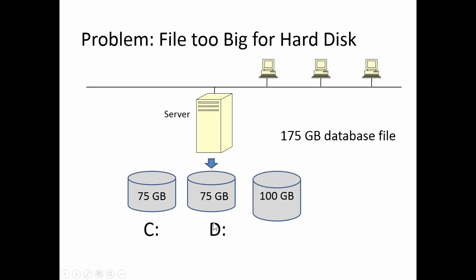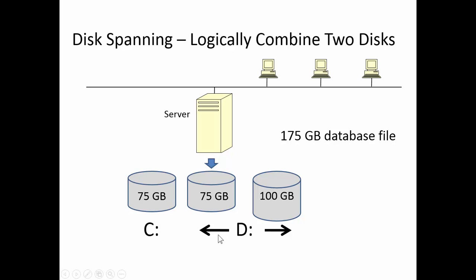Spanning is where the D drive is stretched over two separate physical hard disks, and what this does is it logically combines two physical hard disks. So the operating system sees a single D drive which is 175 gig in size. Disk spanning is typically used when you want to logically combine two small hard disks to make one larger hard disk.